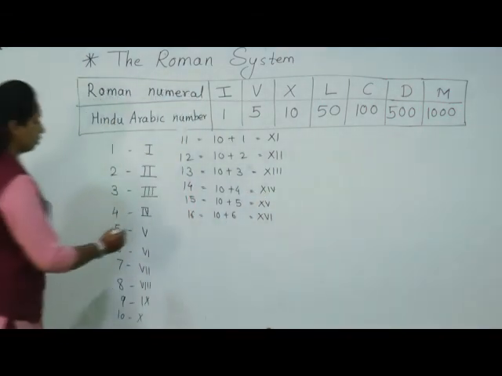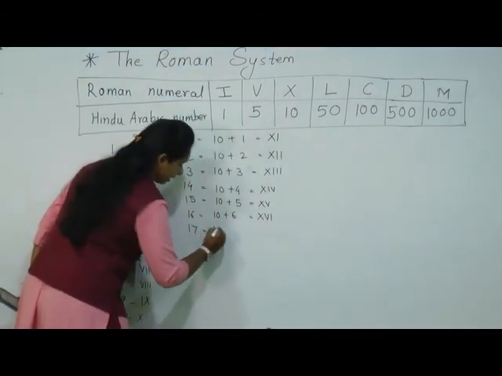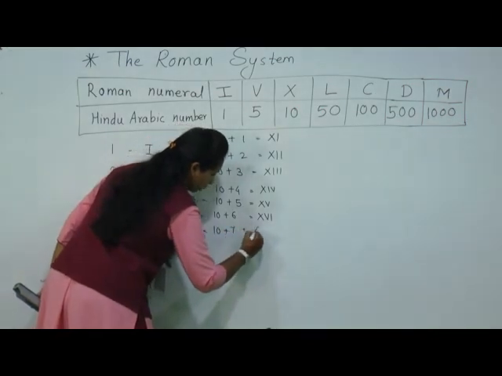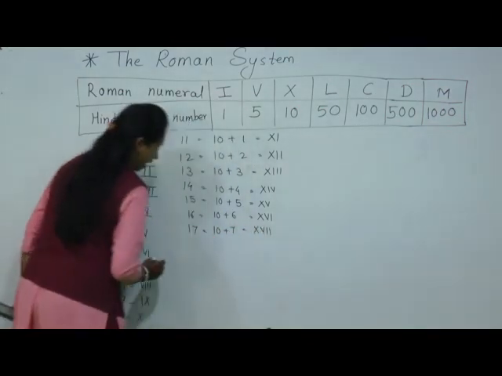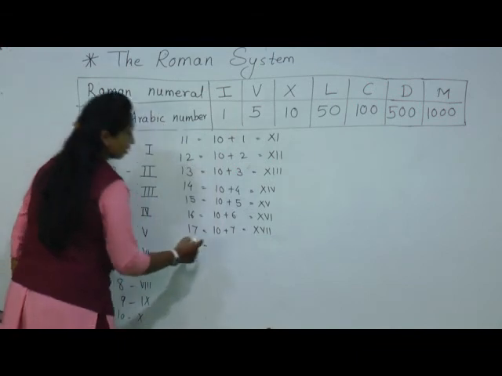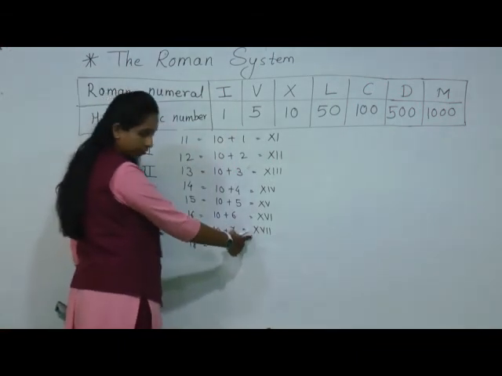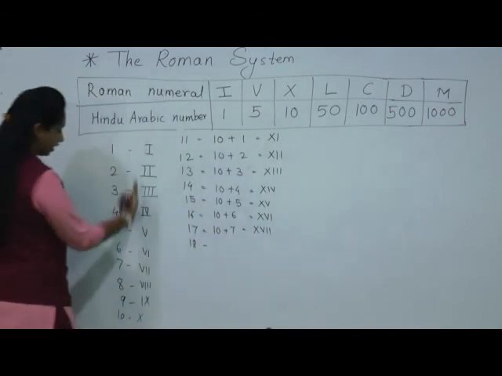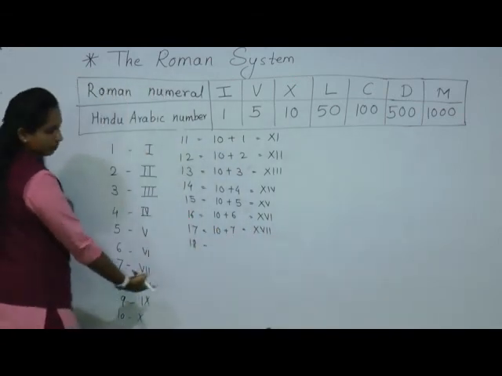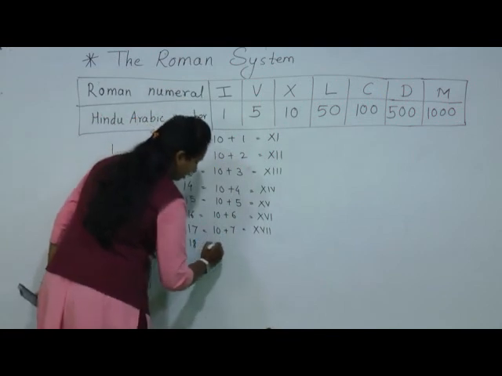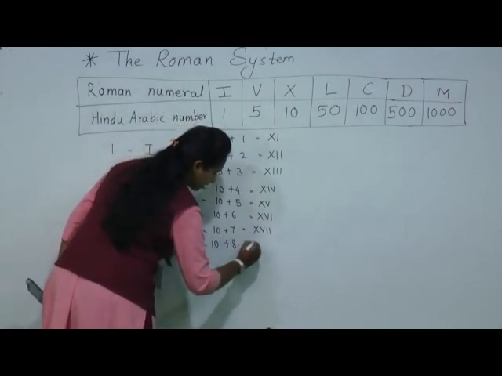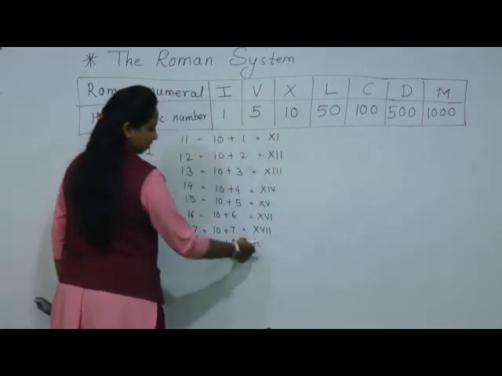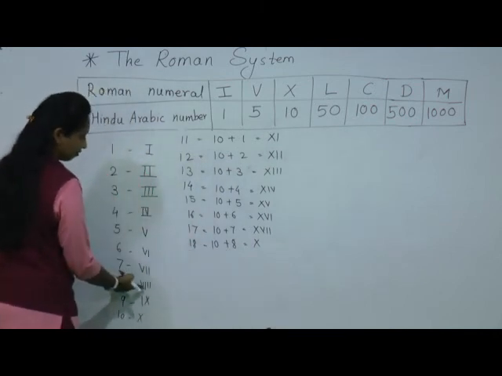Okay. Now what about 17? Same. 10 plus 7 is 17. So X V double I. Are you getting it, students? I am writing the 10 value, that is X, and the 7 value we have already studied here, V double I. Okay. Now next is 10 plus 8 is 18. 10 is represented as X, 8 is represented as V triple I.